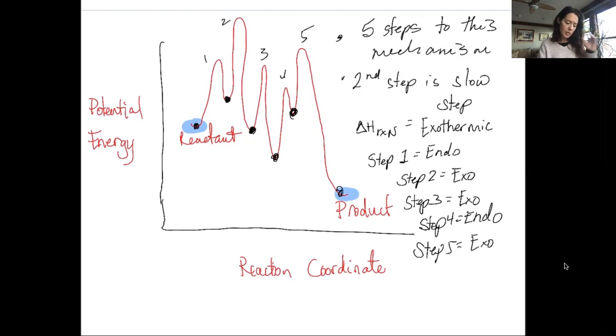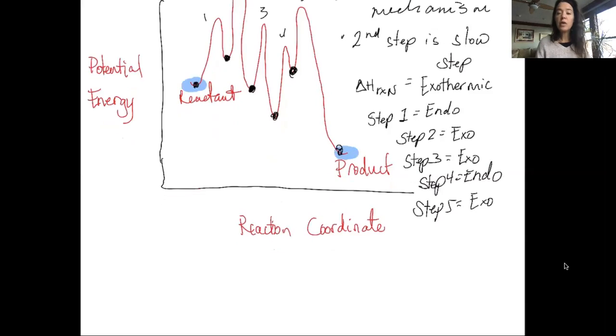Okay? So that, my friends, is the reaction coordinate energy profile for multiple step reactions.